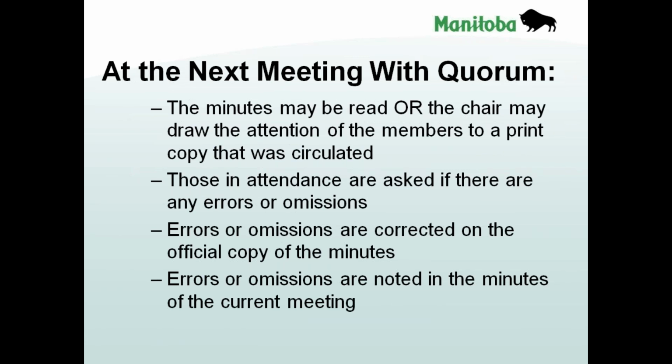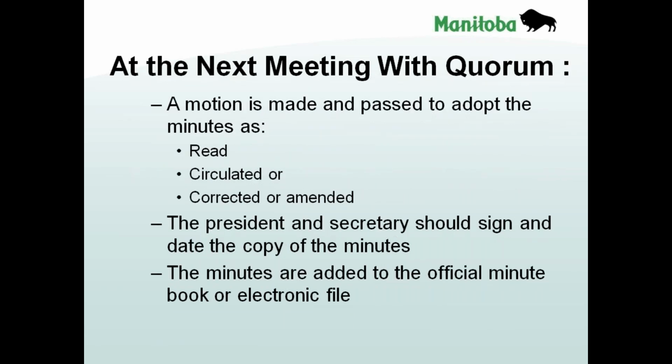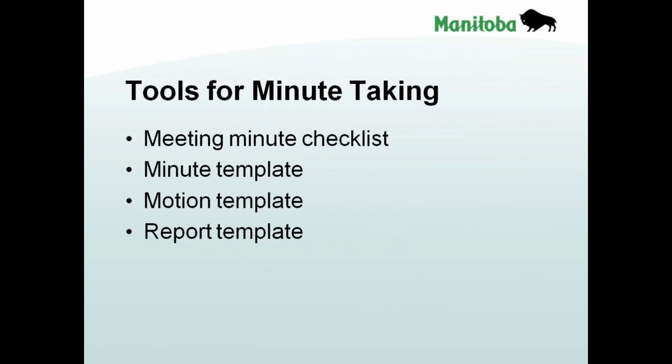Those in attendance are asked if there are any errors or omissions. Errors or omissions are corrected on the official copy of the minutes, and errors or omissions are noted in the minutes of the current meeting. A motion is made and passed to adopt the minutes as read, circulated, or corrected or amended. The President and Secretary should sign and date the copy of the minutes. The minutes are added to the official minute book or electronic file.